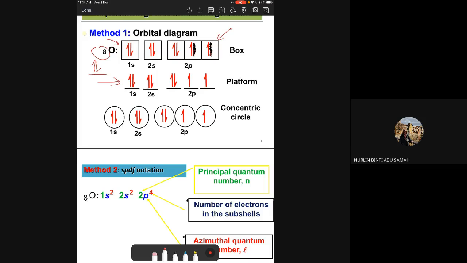Orbital 2p ni kalau kamu tengok, dia kena isi separuh dulu, baru isi kemudian yang nombor 1 balik. Untuk orbital p, kita ada 3 possible orbital kan?